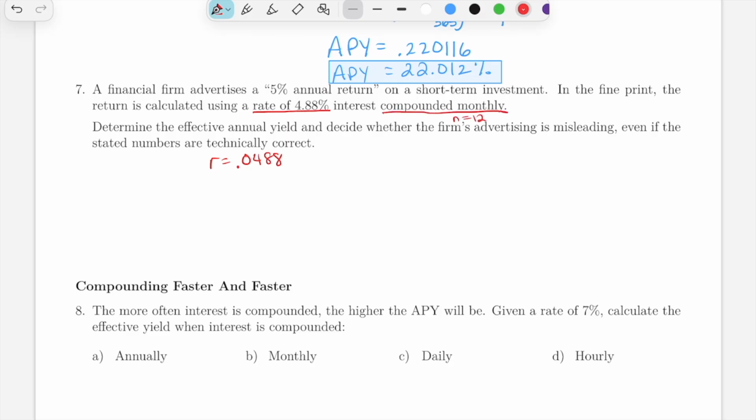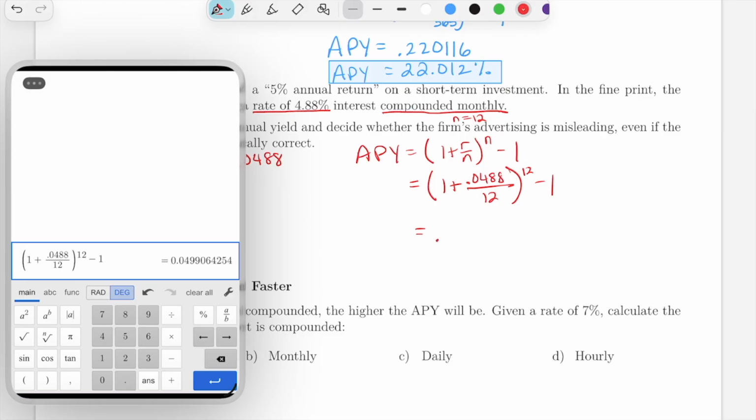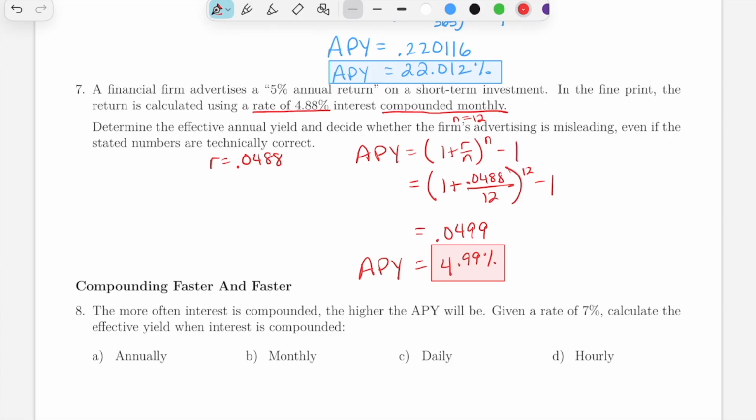Let's go ahead and substitute these into our formula. You can see that if we take 4.88% interest and we compound it monthly, that will result in an equivalent or an effective yield of about 5%. And in fact, if we round to the nearest percent, or even if we round to the nearest tenth of a percent, that would be 5%.